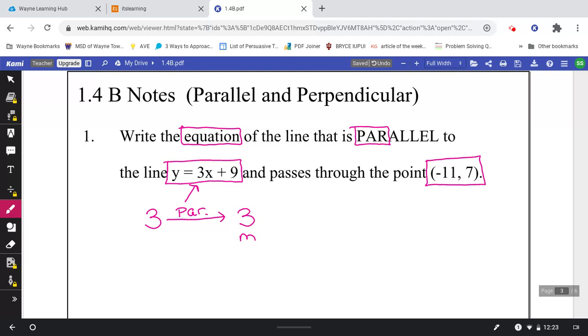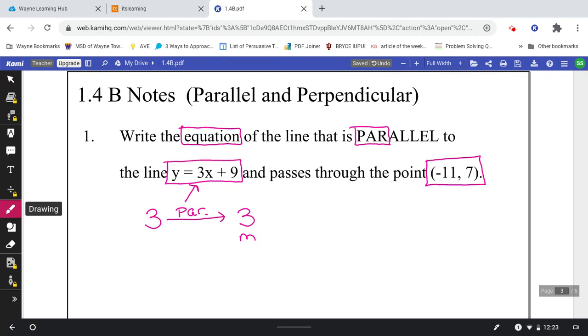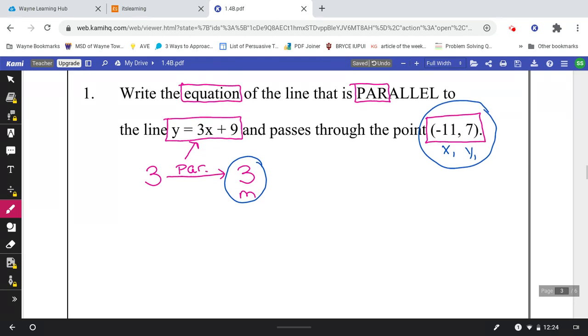So the first thing you do is identify which slope you're using. If it said perpendicular, then we would need to make some adjustments. Because it says parallel, we're going to keep it exactly the same. So then I'm going to use my m, and this is my x1, y1. And I'm going to plug it into point slope form.